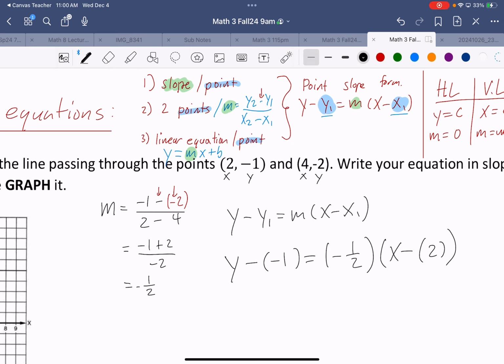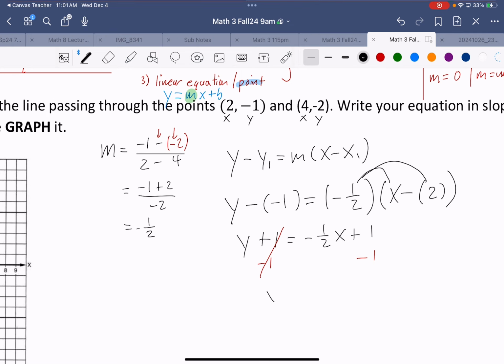Now those 2 negatives become positive. I distribute here, it's -1/2 x. A negative times a negative is positive. And 1/2 times 2 is 1. I subtract 1 to both sides. The 1's cancel, and I'm left with y is equal to -1/2 x.